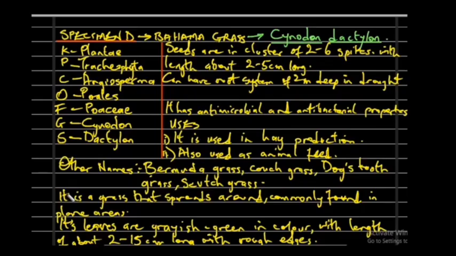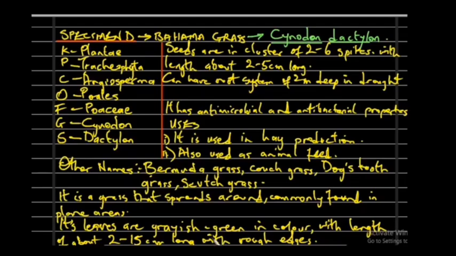This particular crop or plant has other names with which it is identified. In some places, it is called the Bermuda grass. Some call it couch grass, dog's tooth grass, Scotch grass, devil's grass, and so many other names. It is a grass that spreads around. It is commonly found in plain areas, and the leaves appear to be grayish green in color, with lengths that can reach up to about 15 centimeters. And these leaves have rough edges.